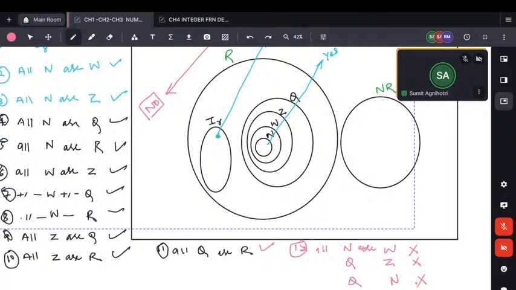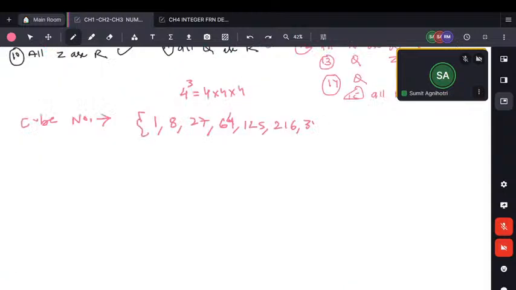And 7 cube is 343. 8 cube is 512. 9 cube is 729. And 10 cube is 1000. All these are your cube numbers.